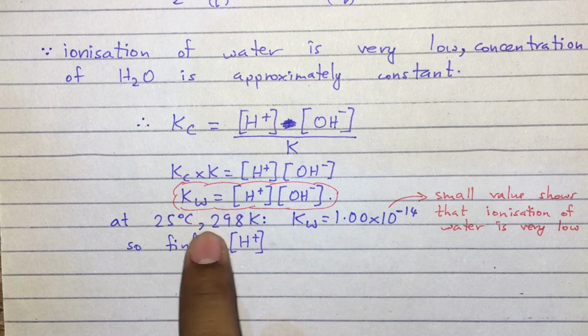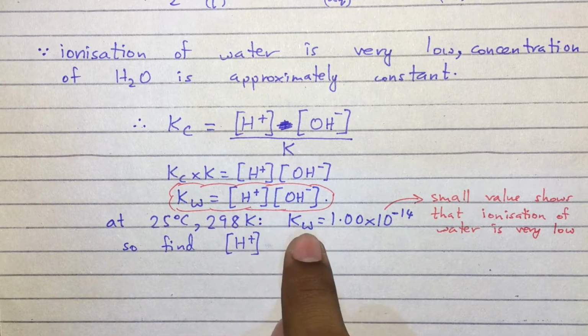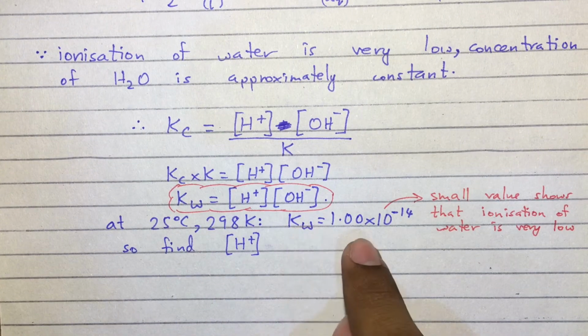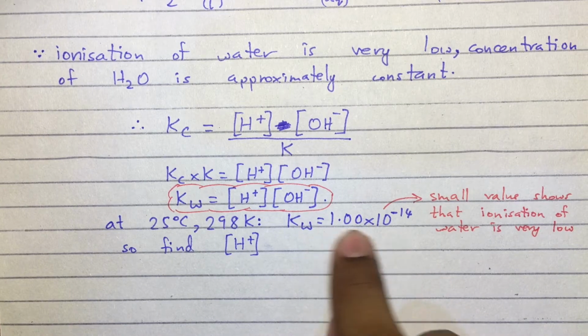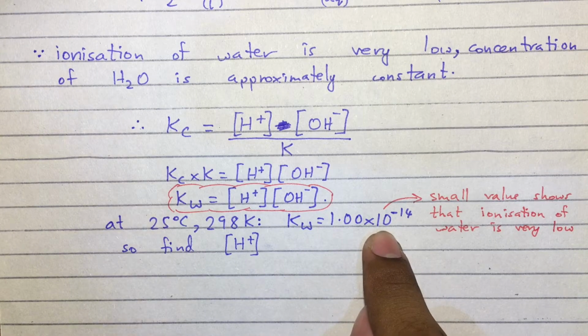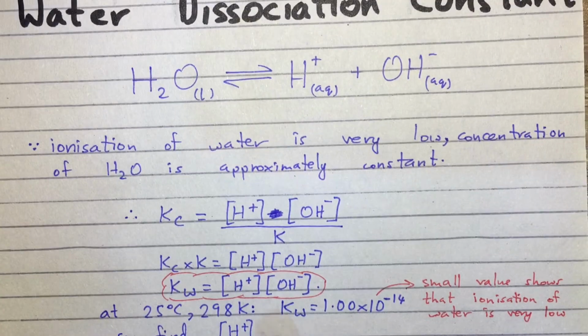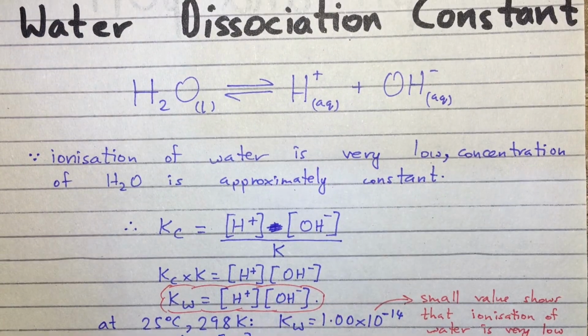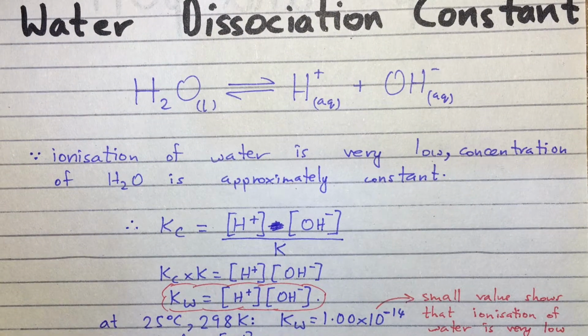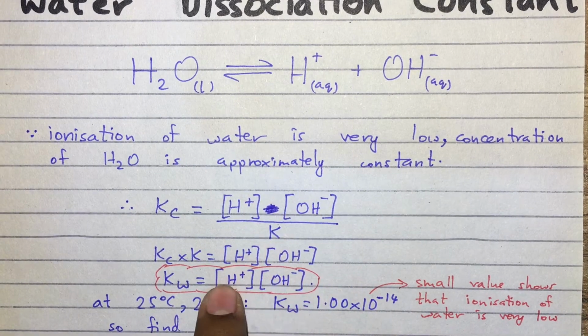At 25 degrees Celsius or 298 Kelvin, the water dissociation constant has a constant value of 1 times 10 power negative 14. As you can see, this is a very small value, which shows that the ionization of water is very low. Basically, this value shows the concentration of the products formed, because it's the multiplication of the products.